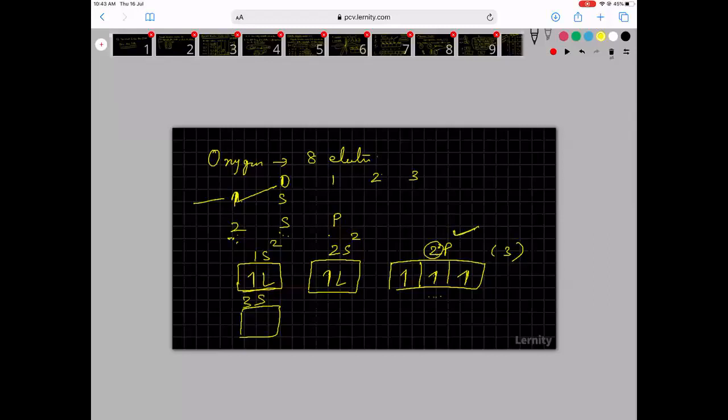Okay. So now totally how many electrons? 1, 2, 3, 4, 5, 6, 7. But it has 8 electrons. So for the next one, pairing will start. Here it's an assumption that we put positive spin for all. Now pairing will start. So this is how oxygen fills up.